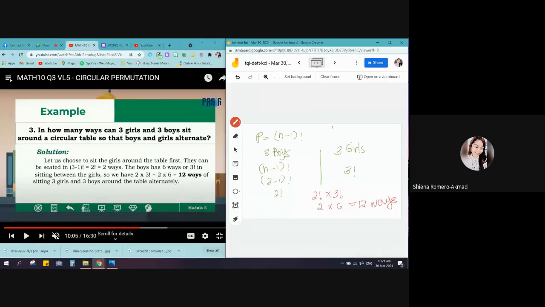Kapag alternate, itong tatandaan nyo ha, kasi may isang problem dito na alam ko may error. So kapag alternate, ilan yung babae, ilan yung lalaki, pili ka kung sino munang i-arrange mo sa una, kung babae ba muna or lalaki, sa kanya ka magsasubtract ng 1. Then yung isa as is na kung ilan sila. Okay?